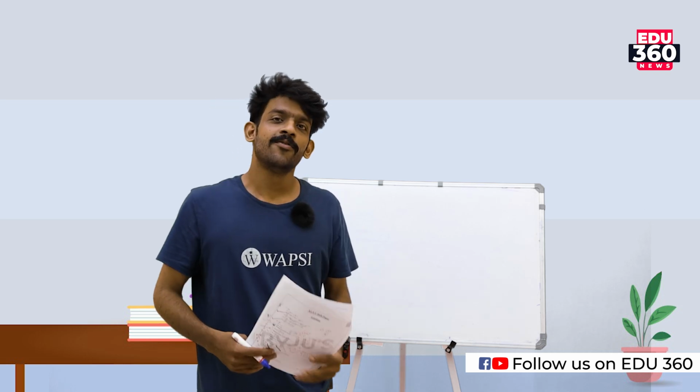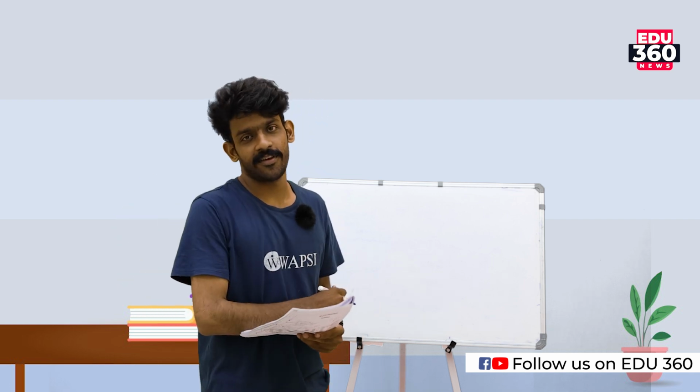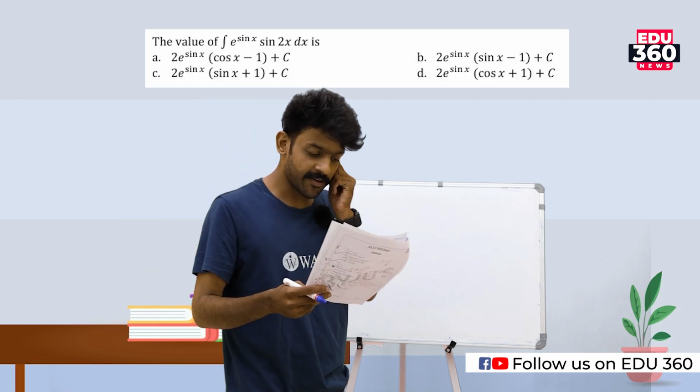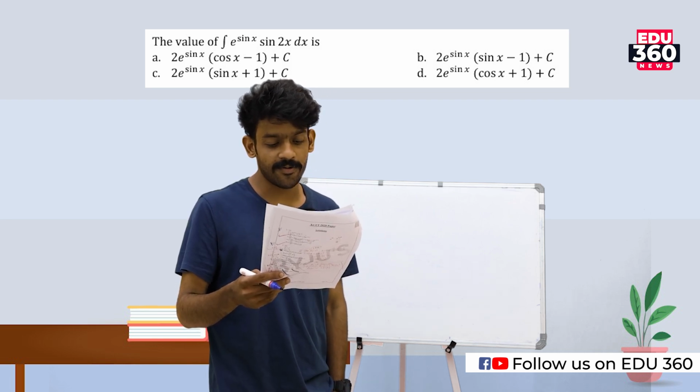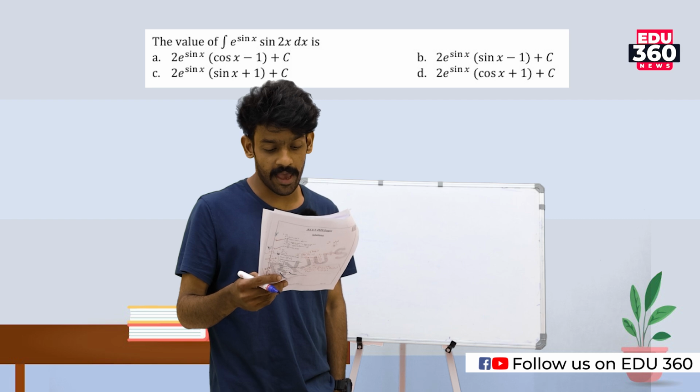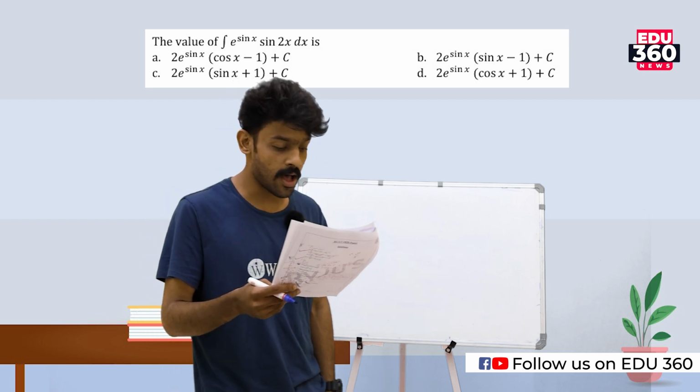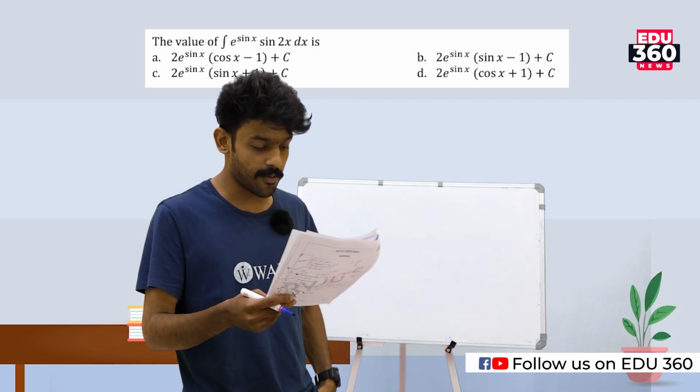Okay, so we can directly move on to the session. Let me read the first question for you. The first question is: find the value of the integral of e raised to sine x into sine 2x dx. You can see there are four options.